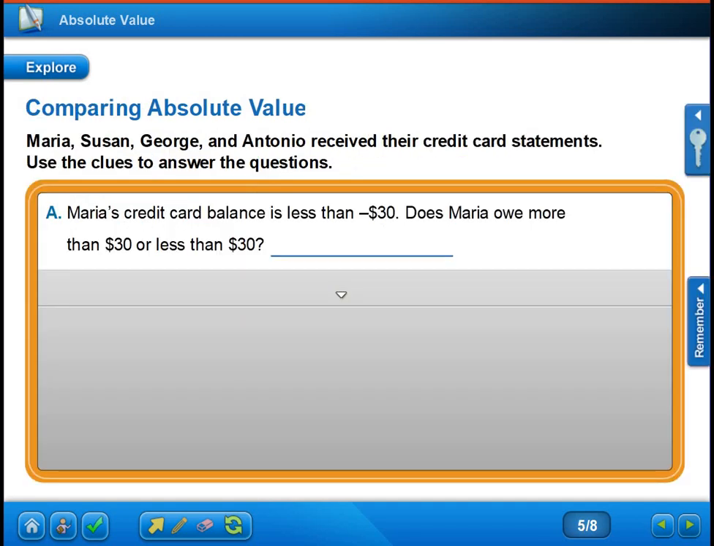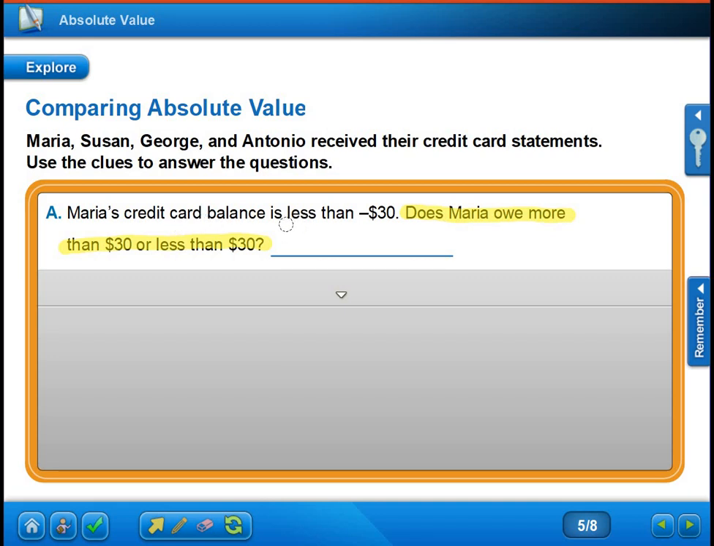All right, now we're going to look at comparing those absolute values, and this is where it's going to get a little bit confusing, a little tough. I'm going to ask that if you're struggling with it, ask questions, slow down. Slowing down is a big part of this too, because even when I'm thinking about it, it trips me up from time to time. So go slow. All right, so we want to know, does Maria owe more than $30 or less than $30?